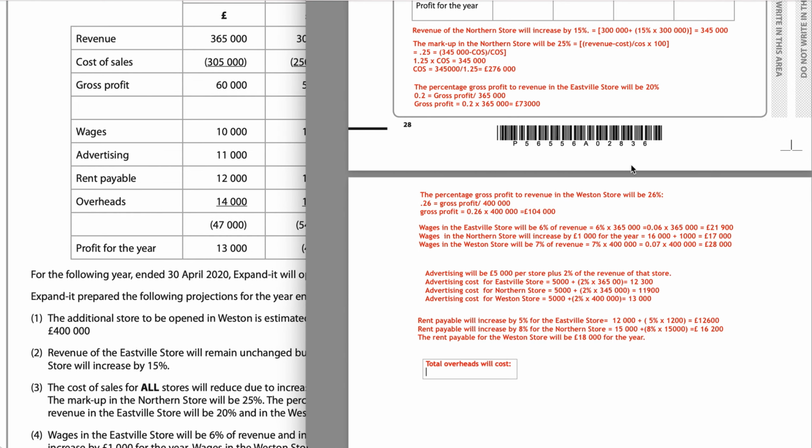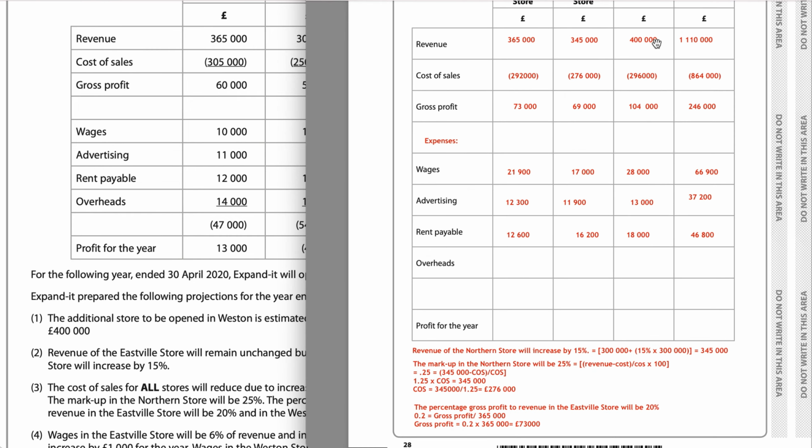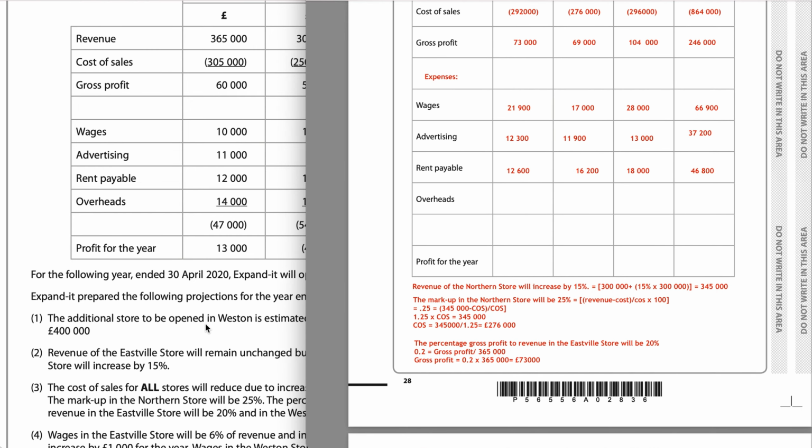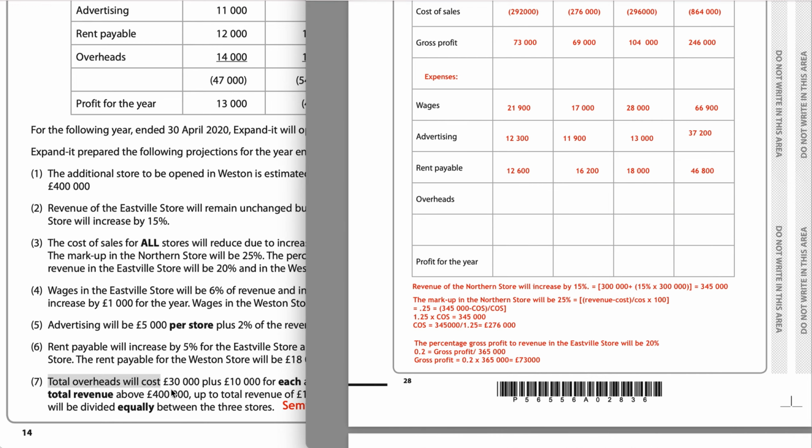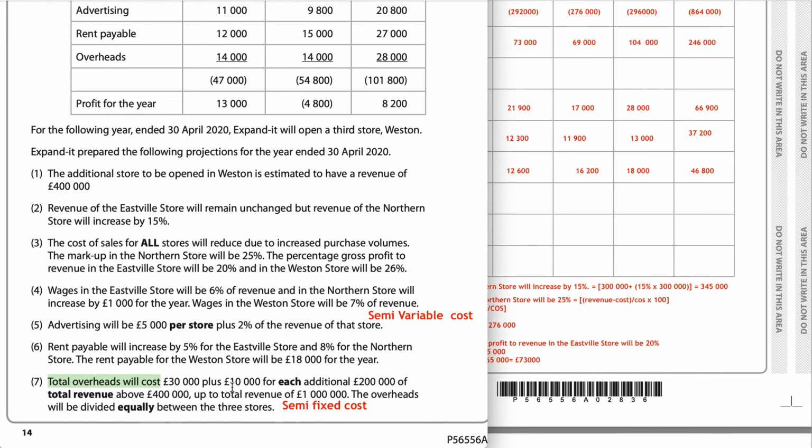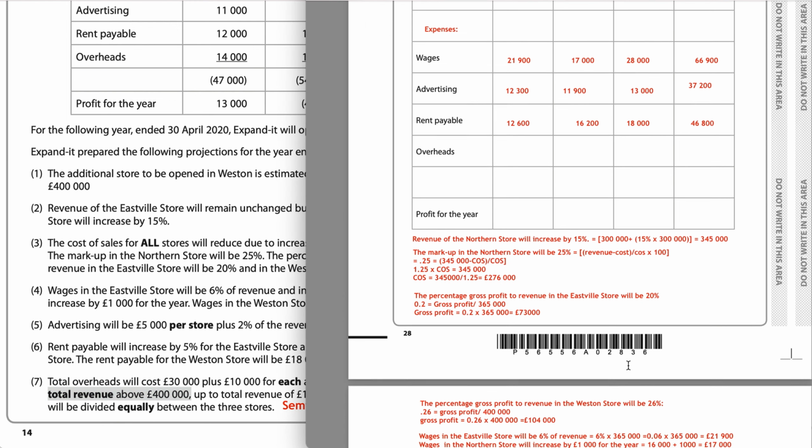So it says that here we can say for the first 400,000 the overheads will cost 30,000, and then for the revenue above 400,000, it's going to increase by 10,000.